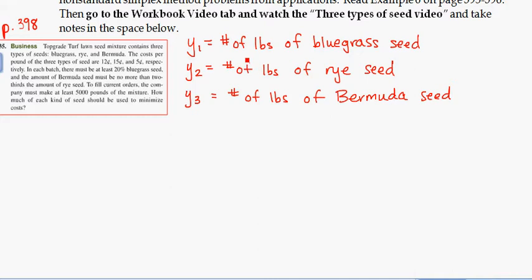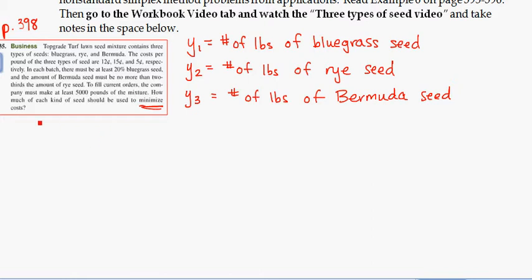Okay, so first up, our variables. I did use y's because we were asked to minimize in this problem. So y1 would be the number of pounds of bluegrass seed. When you're stating your variables, don't just say y1 is bluegrass seed. It's the number of pounds, okay? Because sometimes it's in millions of dollars or thousands of quarts or whatever it happens to be. You want to be really specific. So y1 is the number of pounds of bluegrass, y2 is for the rye, and y3 for the Bermuda seed.